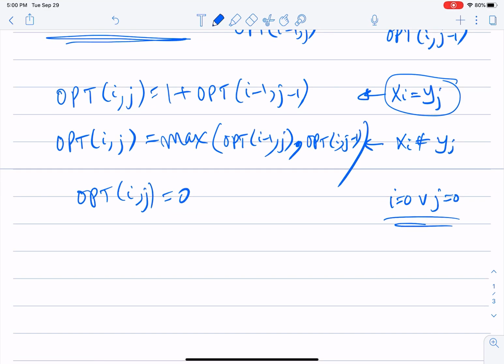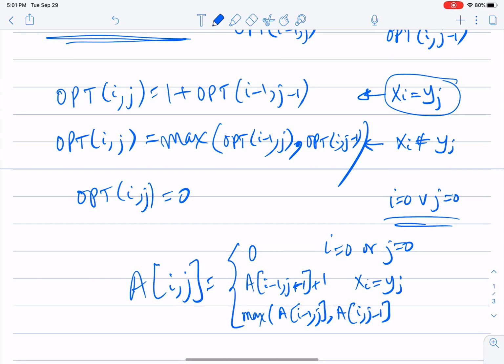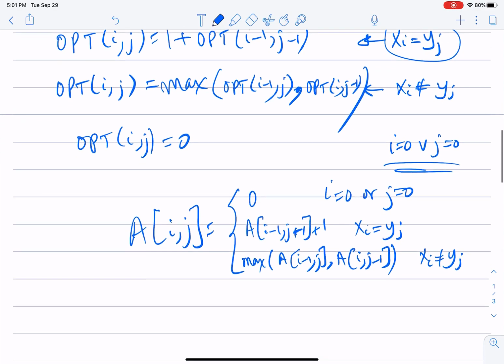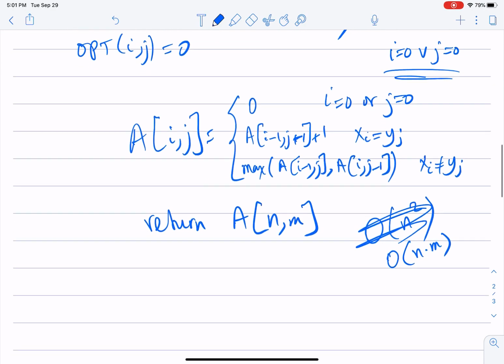So instead of opt being a function, you can turn it into a table. A of ij equals 0 if i is 0 or j equals 0, or A of i minus 1, j minus 1 plus 1 if xi equals yj, or the max of A of i minus 1, j and A of i, j minus 1 if xi is not equal to yj. And at the end, what we want the algorithm to return is A of nm, right? Because n is the length of x, m is the length of y. If you write this algorithm in this dynamic programming fashion, it is O of n times m, because we are filling a matrix of n rows and m columns.